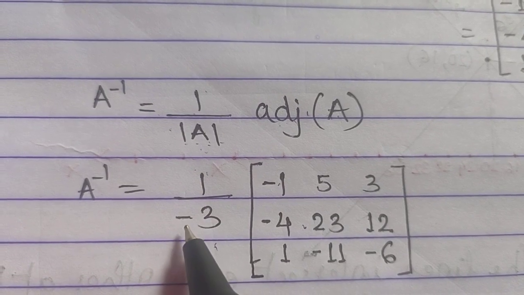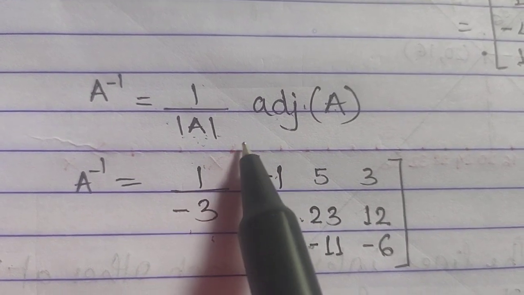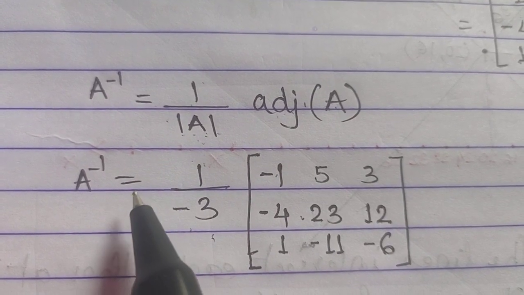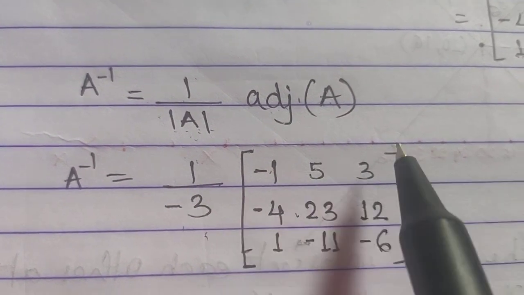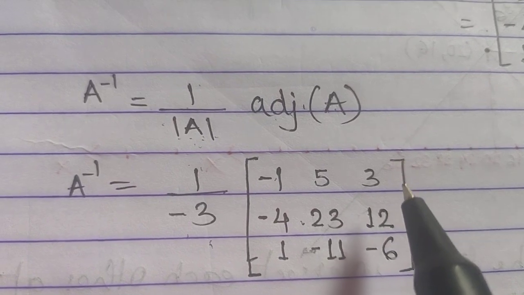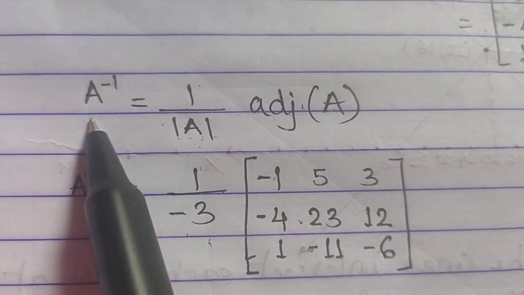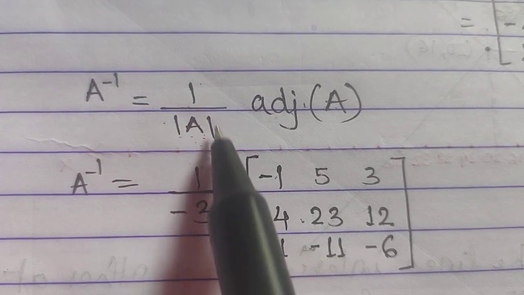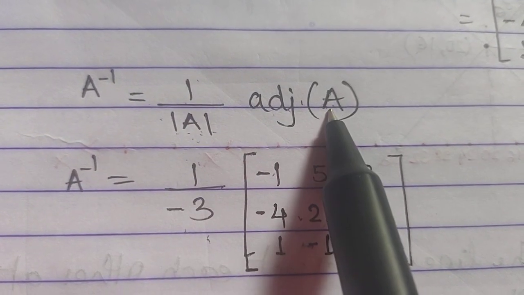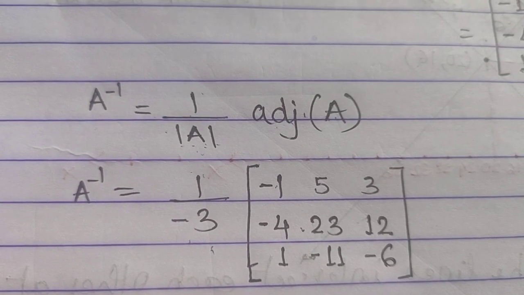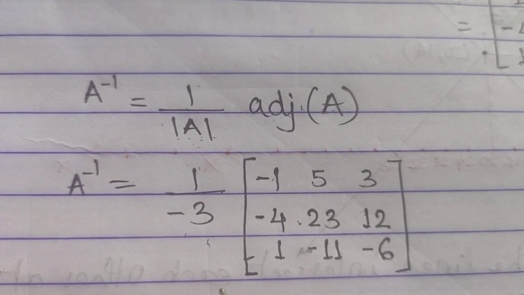This is the method to find the inverse of a matrix using the adjoint method. We have to find the minors, then the cofactor matrix, take its transpose to get the adjoint matrix, and use the formula: A inverse is 1 upon determinant of A into adjoint of A. In this way we can find the inverse by the adjoint method.